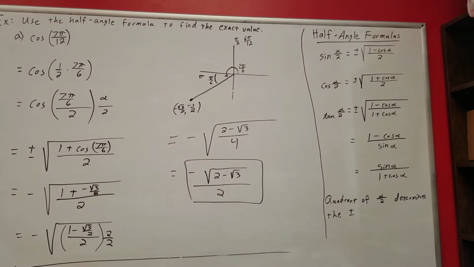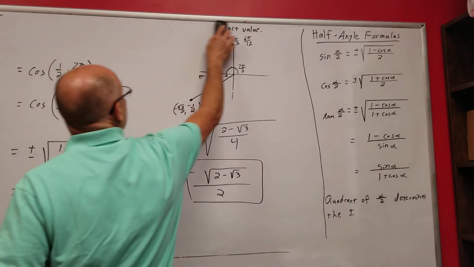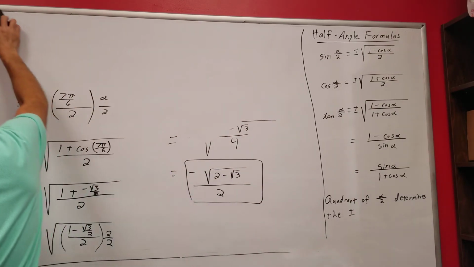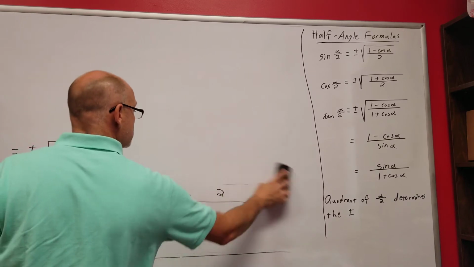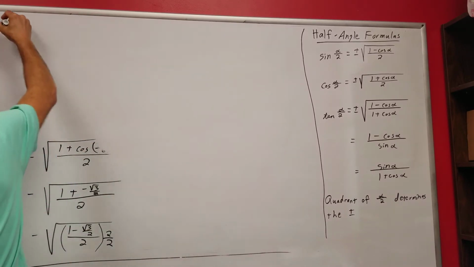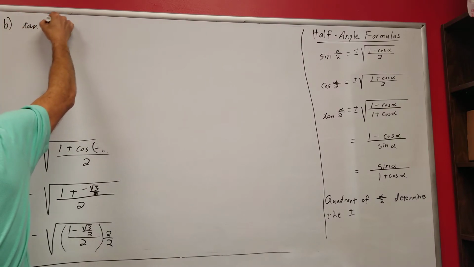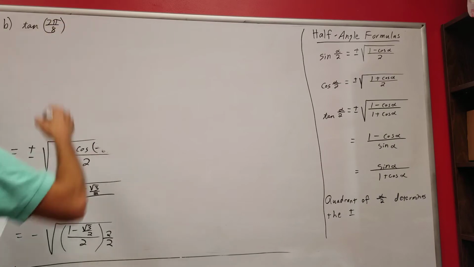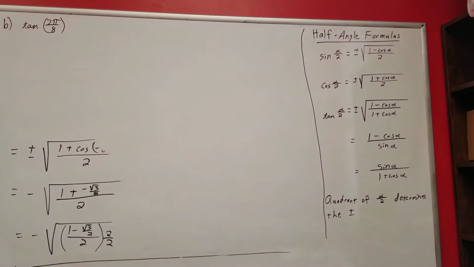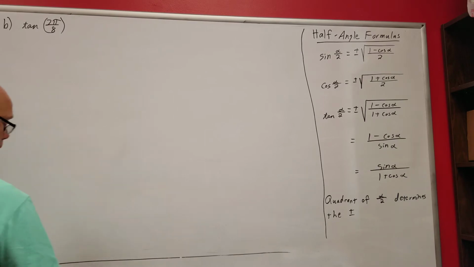Part B. Part B has the same directions. Use the half angle formula to find the exact value. And for part B, I'm going to have a tangent one. It's going to be the tangent of 7 pi over 8.